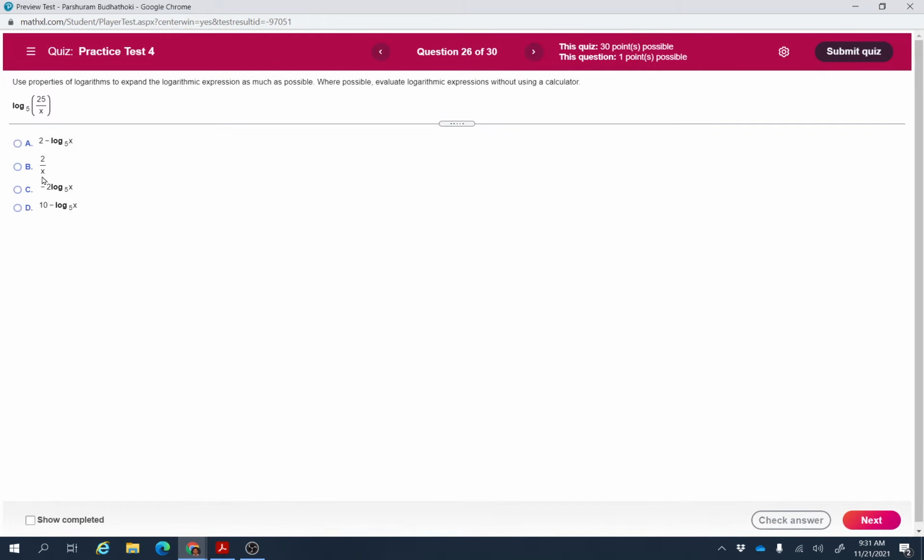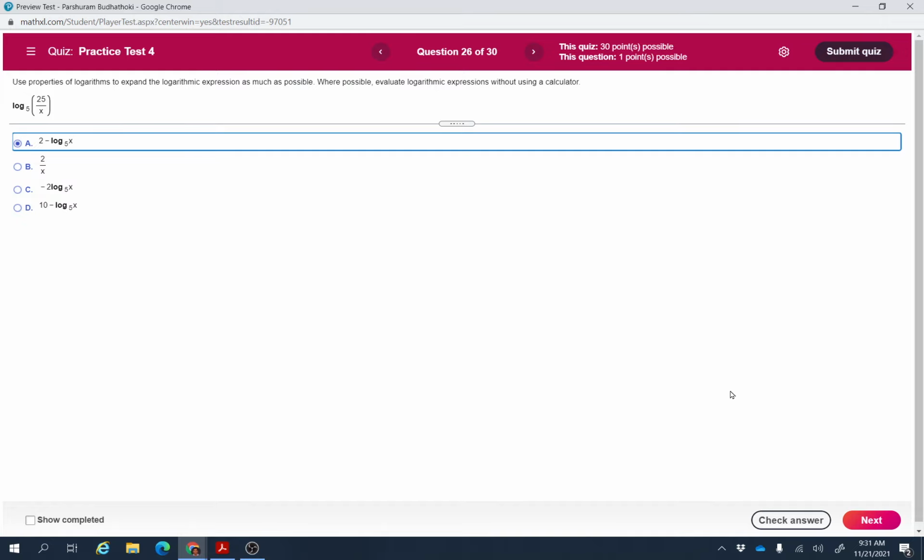Very similar type of question, but instead of using the product rule, this time you have to use the quotient rule, which is log base 5 of 25 minus log base 5 of x. Log base 5 of 25 is 2, so it's 2 minus log base 5 of x.